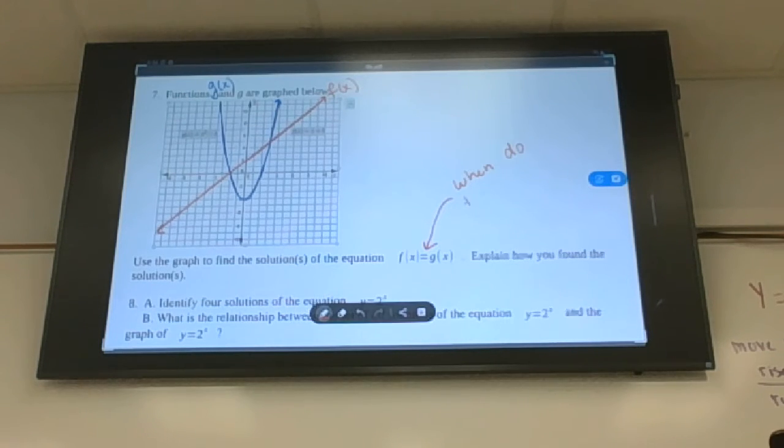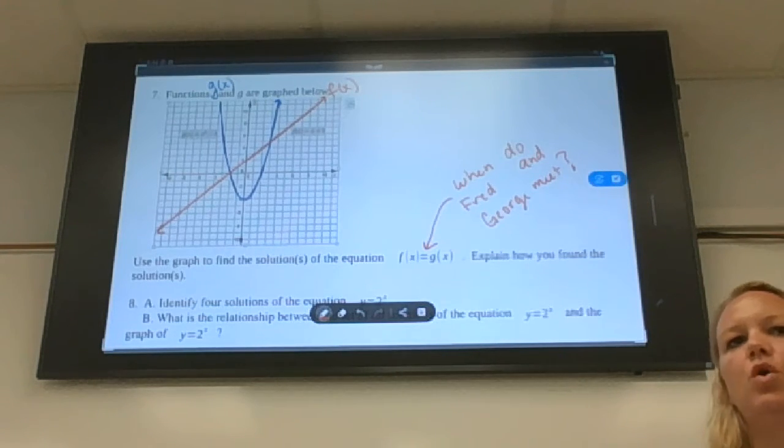when do Frank, or did I say Fred? Fred. Wow. No, it's F and G. When do Fred and George meet? Could have just did Frank. When do Fred and George meet?